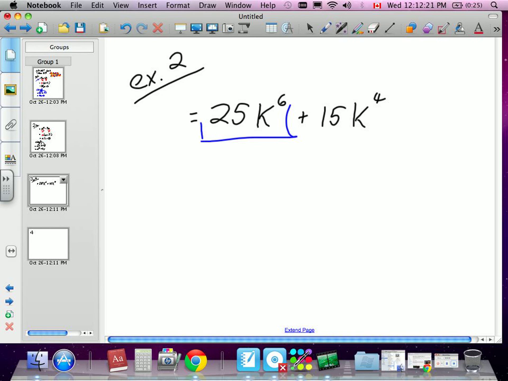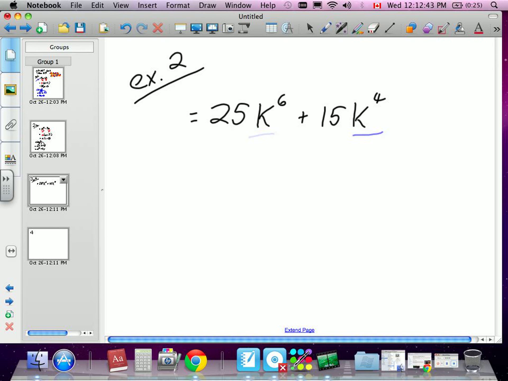We have coefficients of 25 and 15. Does anyone know what a greatest common factor would be for those two numbers, or just a common factor? 5. We could take 5 out of both of those. What about k to the power 6 and k to the power 4? I could take k out, but I could take more than just one k.